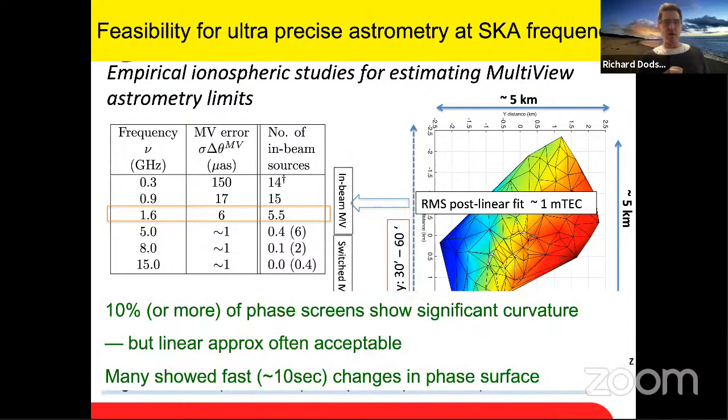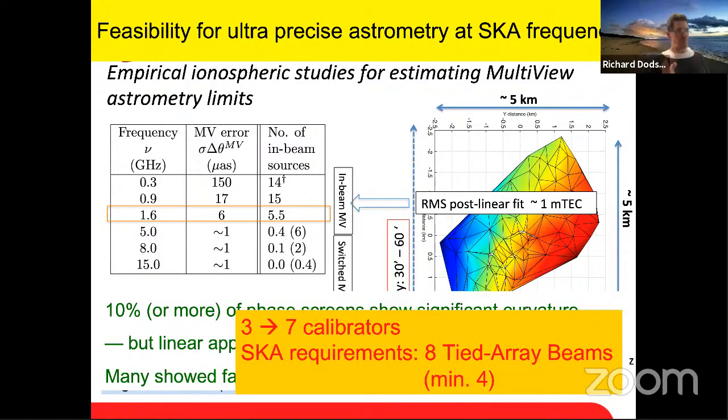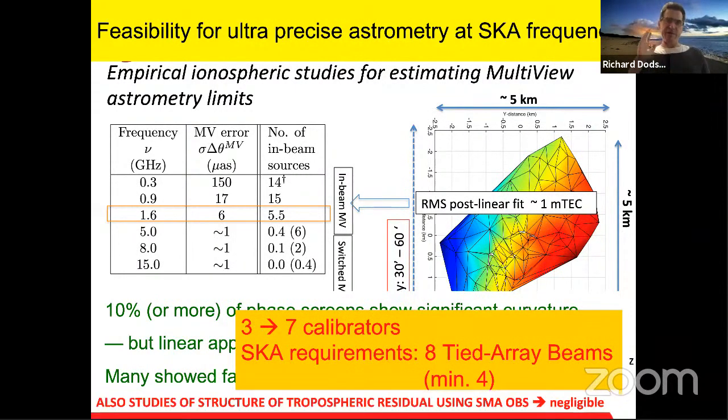Now, the phase screens, we used to say 10%, and we've been digging in a bit more recently, and we're now saying 10% or more of the phase screens, so significant curvature. So because of that, we're recommending more beams. We recommend 7 calibrators will be the thing to guarantee you this microarcsecond position.